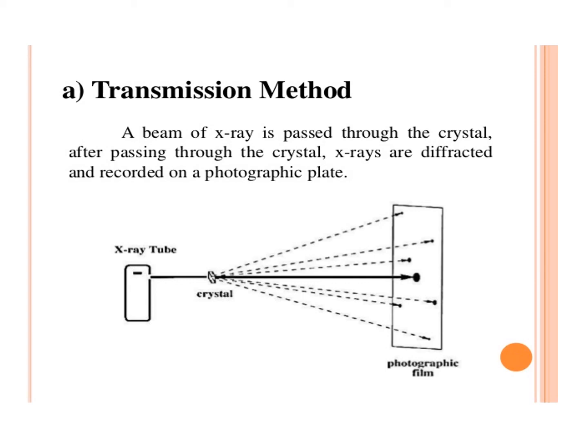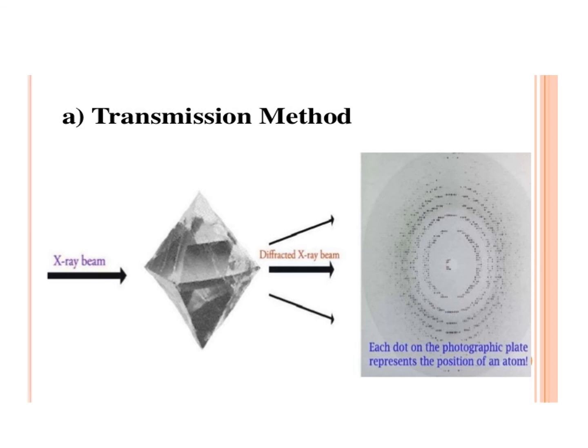When you pass a beam of X-rays from the X-ray tube to the crystal, as the crystal is fixed over here, after passing through the crystal the X-rays are diffracted and recorded on a photographic plate. From that photographic plate, you can determine the atomic planes. From that diffraction pattern you could see the position of atoms.